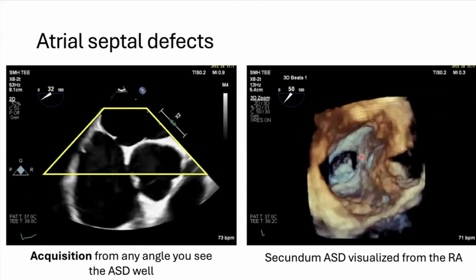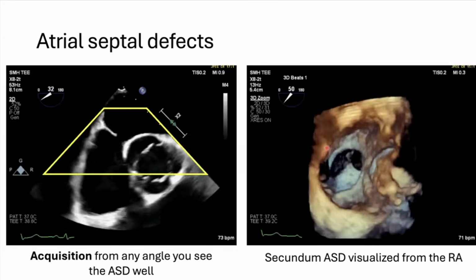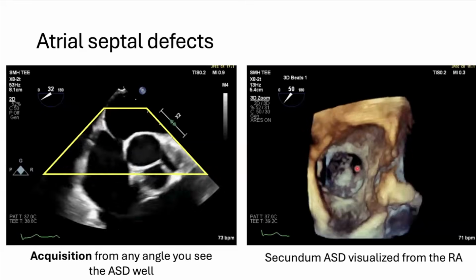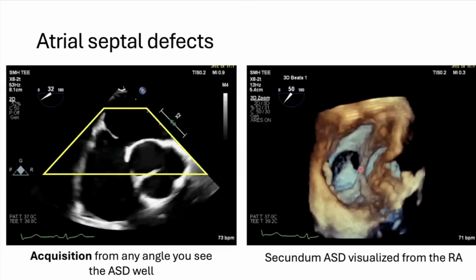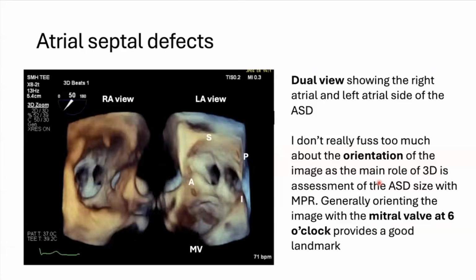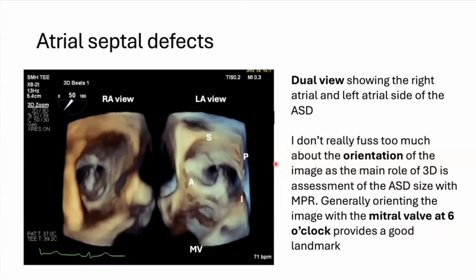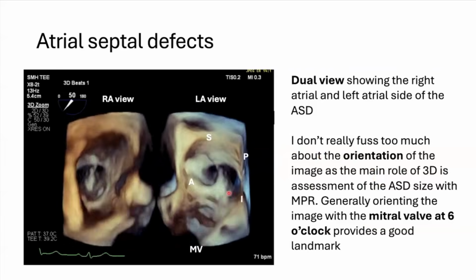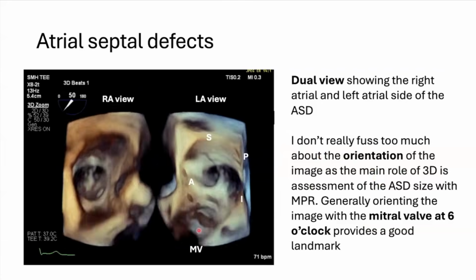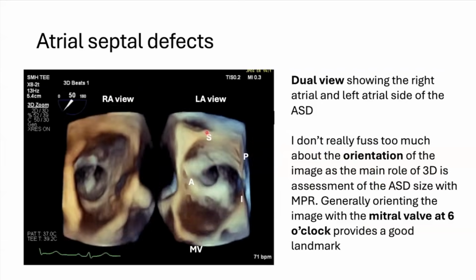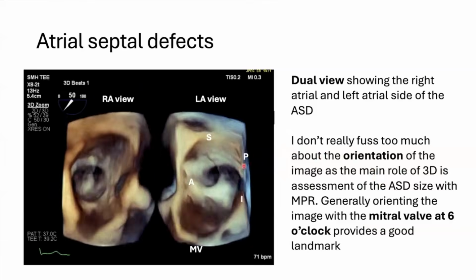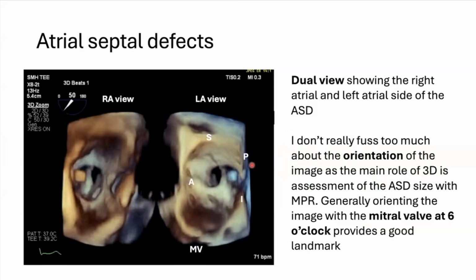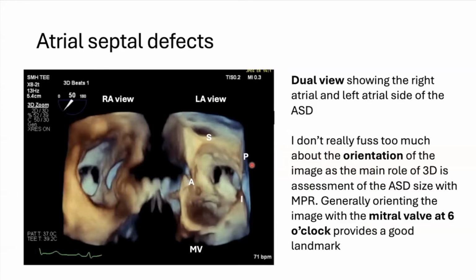This is an example showing the secundum ASD. So we see our thicker atrial septum here, and there's a thinner atrial septum, and then in between the two, there's this defect here. That's our ASD. That's our hole. And so you can use dual view here to produce views of it from the right atrium and the left atrium. I don't fuss too much about orienting these images, but if you wanted to, you can put the mitral valve around 6 o'clock or so, because then this will inform what the superior, inferior, anterior, and posterior planes are. But I don't find these images, aside from looking interesting, to be too helpful.